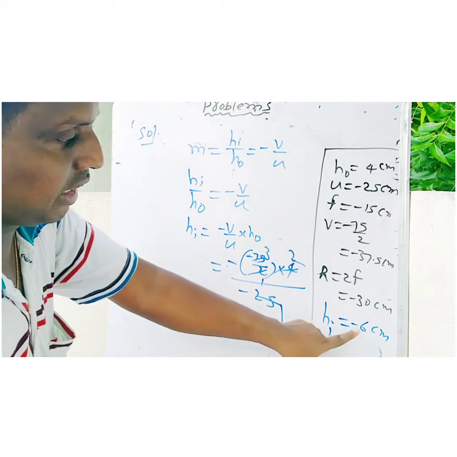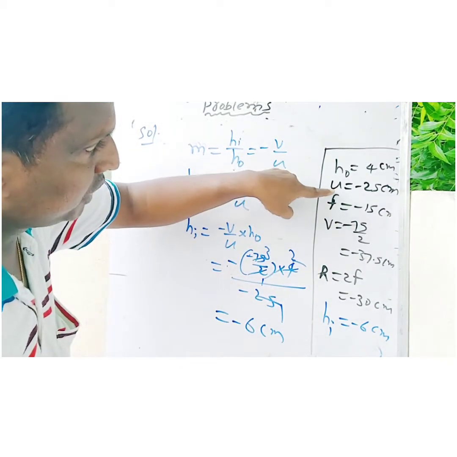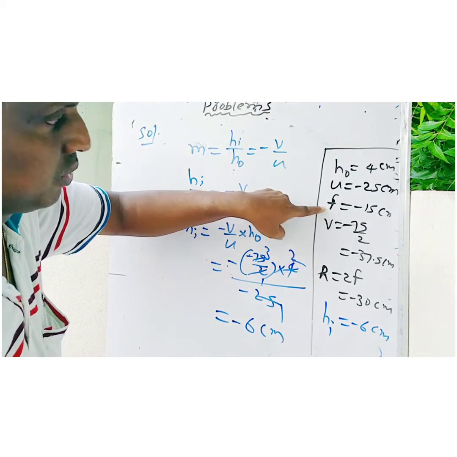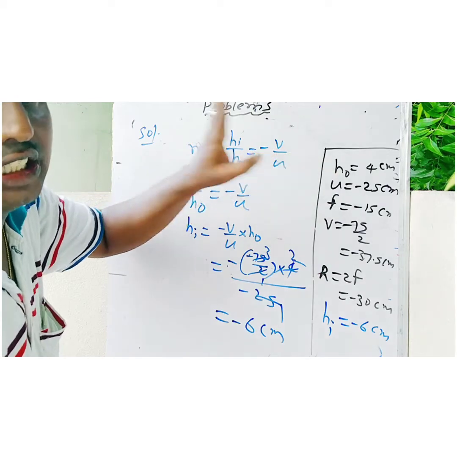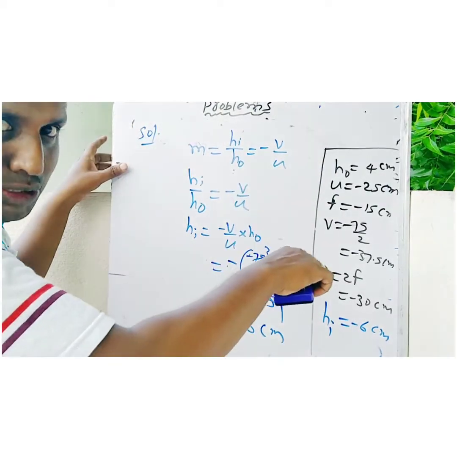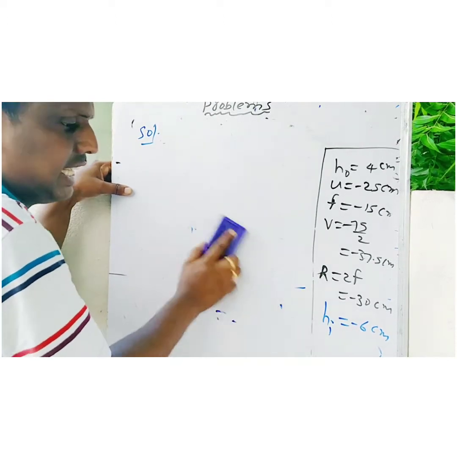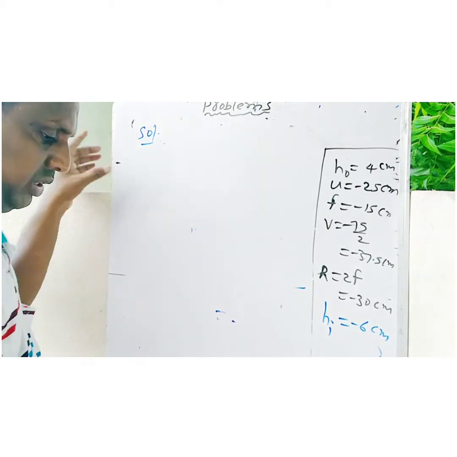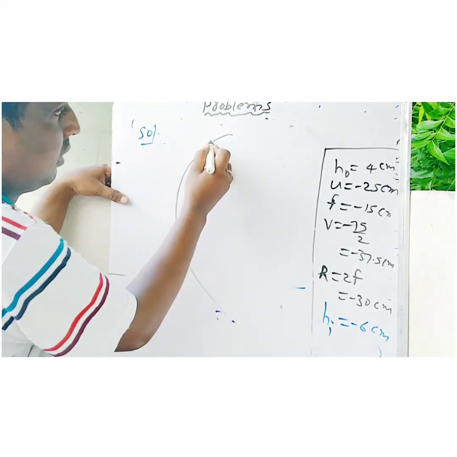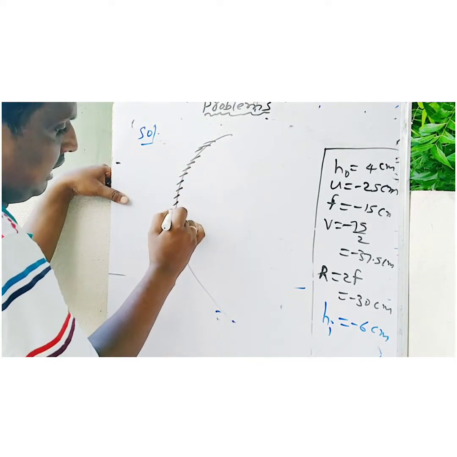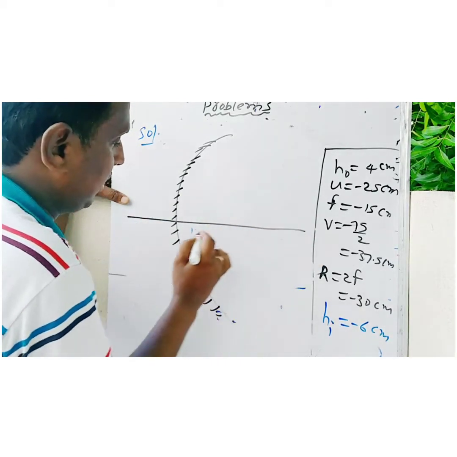Clear. So see here, HI also minus. I told you already, except case 1 all are negative. So U negative, F negative, V negative, R negative, H negative. But HO, the object height, is positive only. So I will draw a diagram also for this problem, because if we draw the diagram also, we can get a very clear idea about this one. So the diagram: this is nothing but a concave mirror.